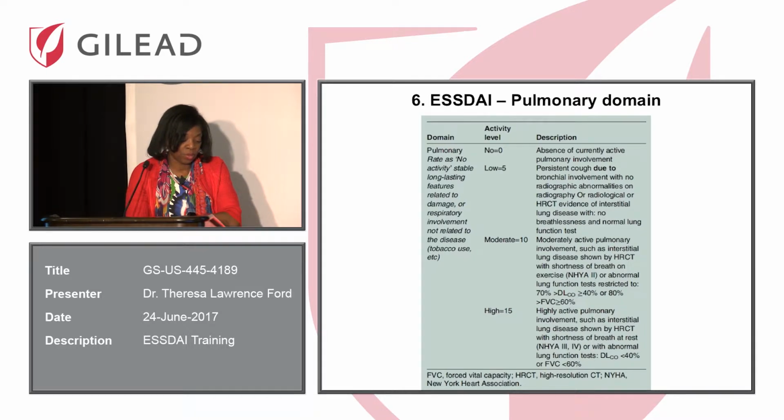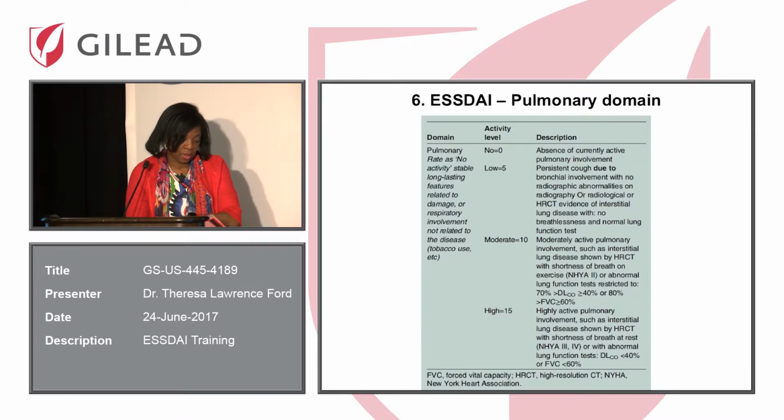High activity level would be a highly active pulmonary involvement, such as interstitial lung disease, evident on HRCT, with symptoms of shortness of breath at rest, so the New York classification 3 to 4, with abnormal lung function tests. So there, the diffusion capacity would be less than 40 or FVC less than 60.